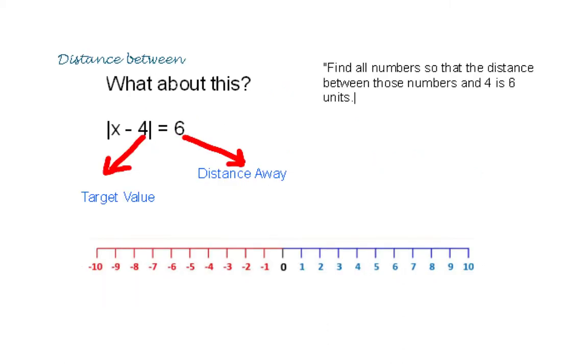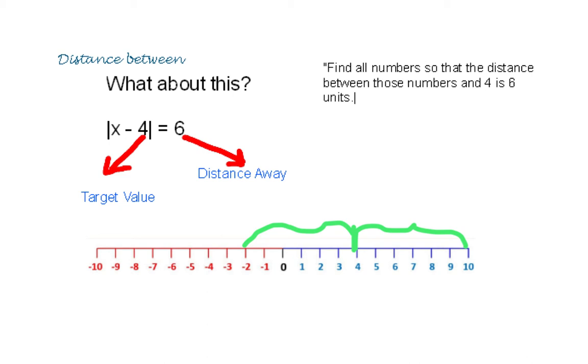So we can kind of check. I don't want to do that, though. Here's kind of what's happening here with that last problem. Our target value, we'll call it our target value, is 4, and we're looking for all numbers that are 6 units away from that target value. Find all the numbers so that the distance between those two numbers and 4 is 6 units. It's kind of what that looks like.